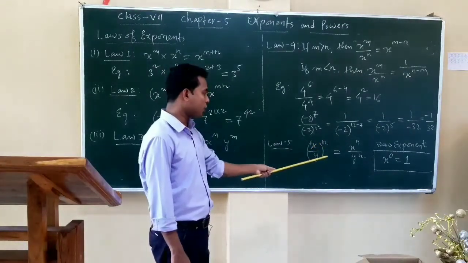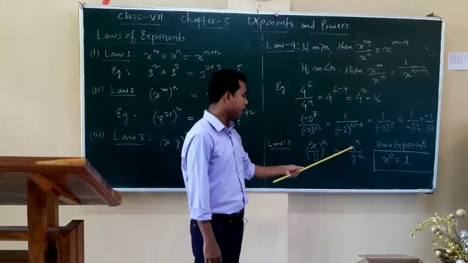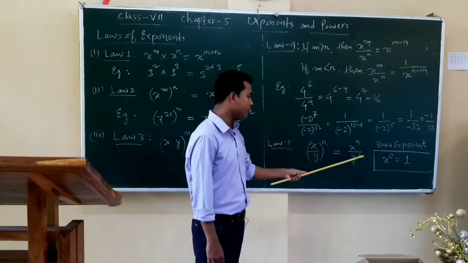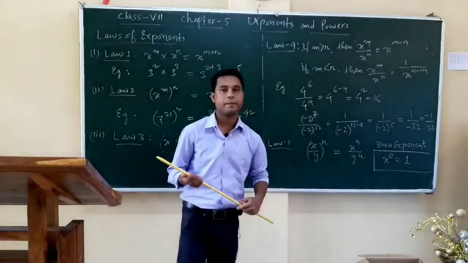Now, law 5: x by y raised to the power n. n is common for x and also y. So, we can write it as x raised to the power n divided by y raised to the power n.